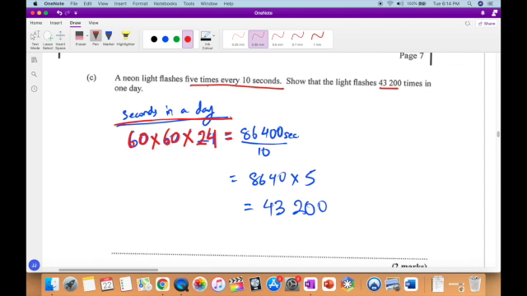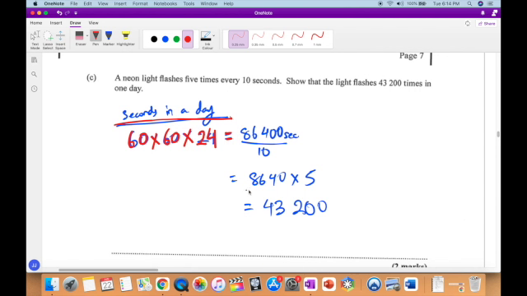And now we say, well, all right, the neon light flashes a certain amount of times every 10 seconds. So I'm going to take the amount of seconds in a day and divide it by 10 to find out how many 10-second segments there are.